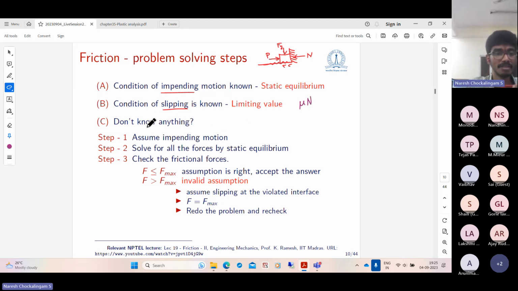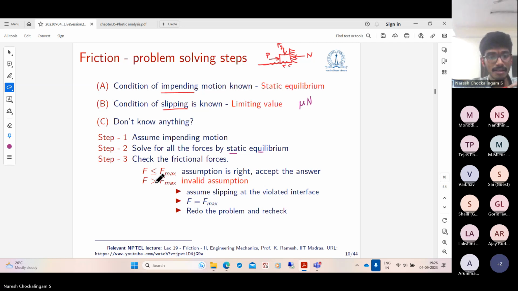And the difficult problems in friction are when we don't know what is actually happening. We don't know whether it is impending motion or actual motion. In such problems, you assume the motion is impending and there is no slip at any of the contact surfaces. Under that assumption, we can solve for all the unknown forces by enforcing static equilibrium. After getting the solution, you check whether the obtained frictional forces are less than or greater than the limiting value. If all the friction forces are less than or equal to the limiting value, then our assumption is correct, so you can directly accept the answer.